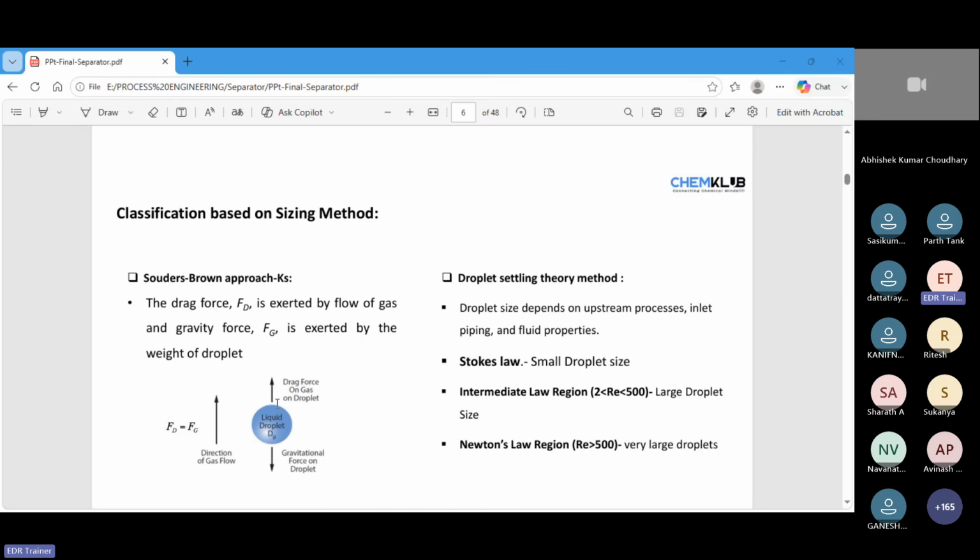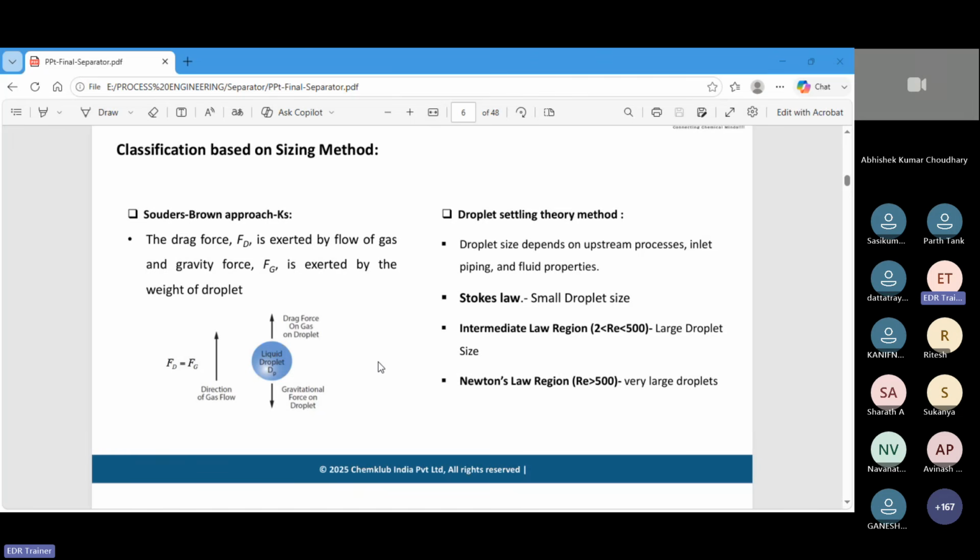If you can see here, drag force acts from bottom to top, and gravity force acts from top to bottom. Generally, the droplet settling velocity depends upon three major laws: Stokes' law, for small droplet particles; the intermediate law, for larger droplet particles; and Newton's law, for very large droplet particles. All three have an equation to calculate the terminal settling velocity.